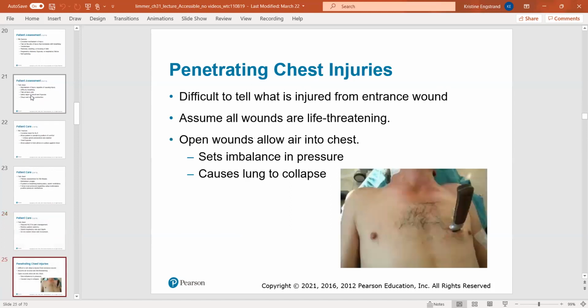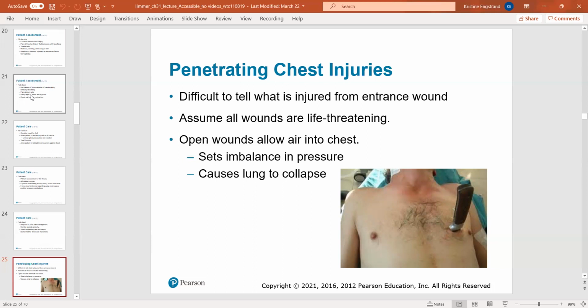All right. And then I'm going to show you some videos in class. I thought they were in my PowerPoints, but they must not be, of what flail chests look like. Okay, so when we do flail chest treatment in our skills day, we will go over those videos. So you'll be able to see what that looks like.